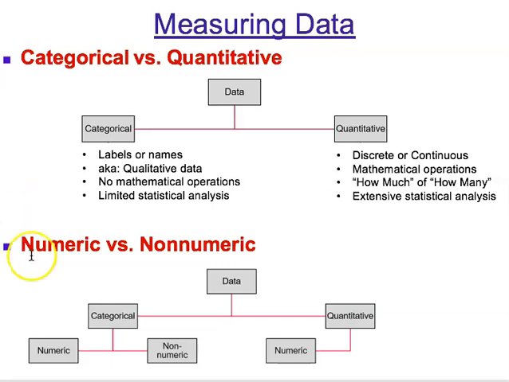Another way to measure data is whether it's numeric or non-numeric. Data that is categorical can be numeric or non-numeric. As I just described, we could take boy, girl, which is categorical data, and that would be non-numeric, but we can also assign a number to boy, girl, and turn it into something numeric, 0 for boy, 1 for girl, that kind of thing. Data that is quantitative cannot have non-numeric components. It's always numeric.